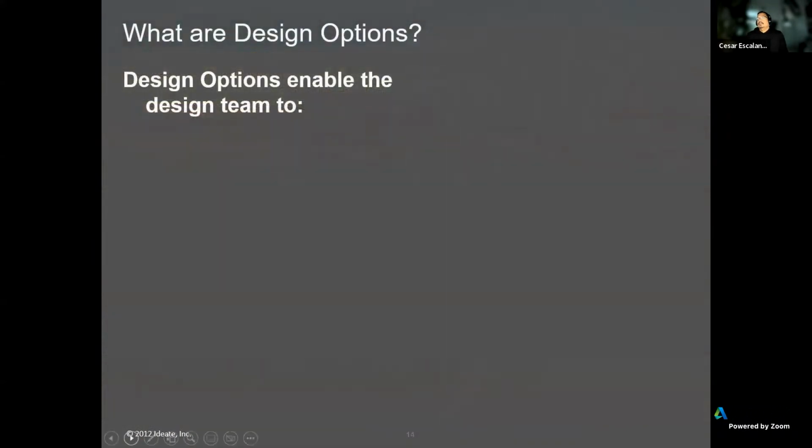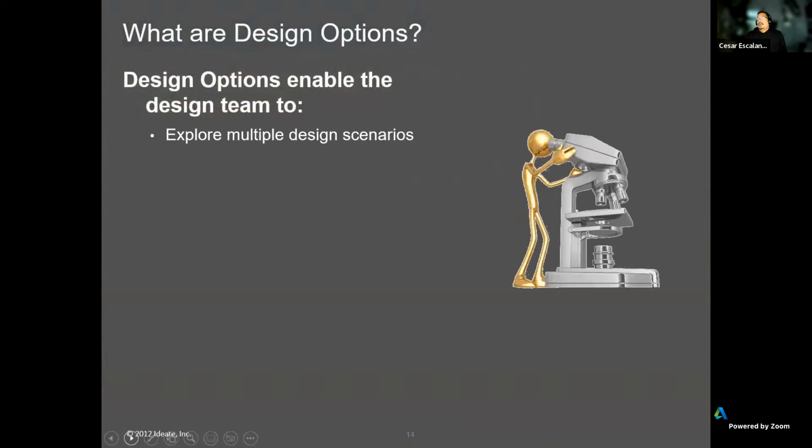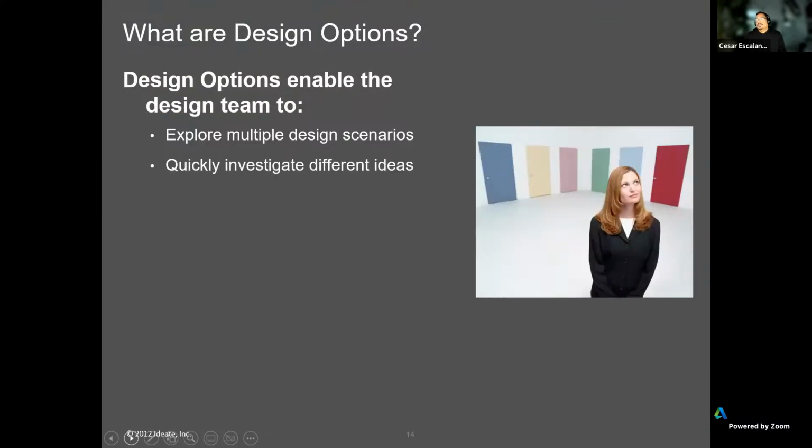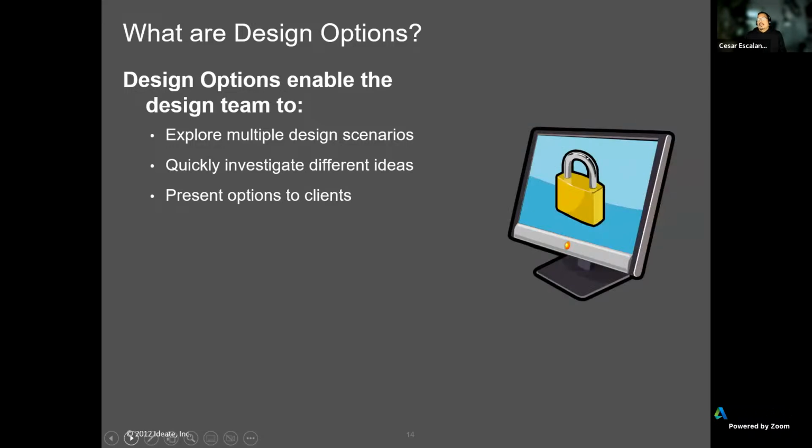Okay, so design options, what are they used for? They are used to explore multiple design scenarios and multiple design options. Investigate different ideas around a portion of the building. It could be a room layout, it could be finishes, it could be an exterior, windows. It's mostly utilized to present options to the client and help them decide on what is the preferred method of addressing a design problem.